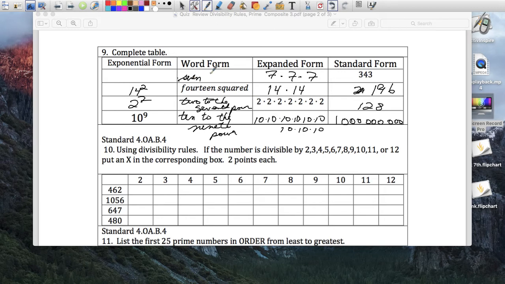What's another word for third power? Cubed. Okay. So, sorry, 7. You can write 7 to the 3rd power or 7 cubed. That's the short way, okay? Cube stands for exponent of 3, okay? That's it for that part.